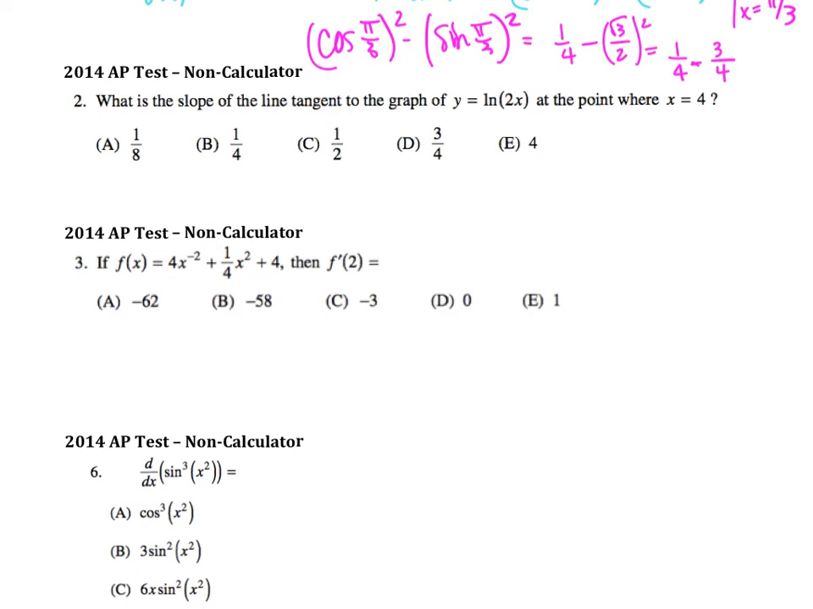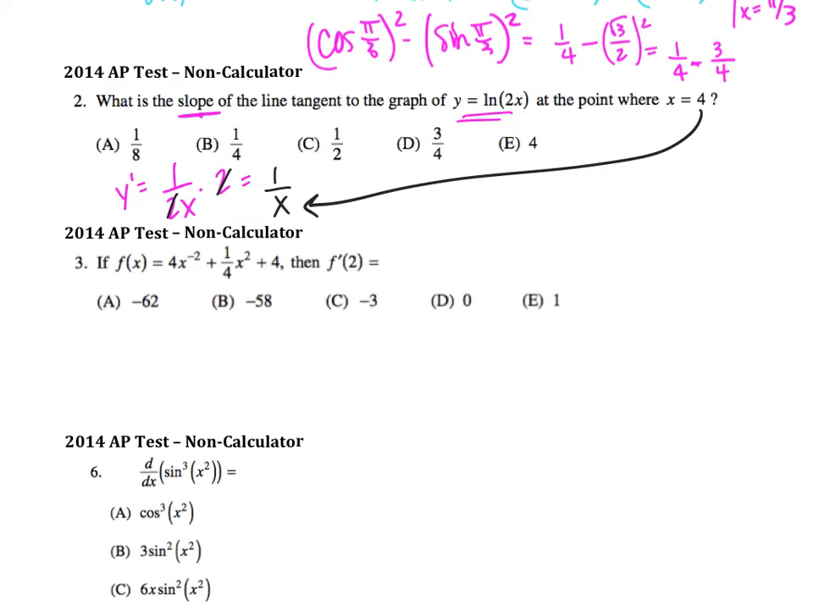If they want the slope of a line, we got to go find the derivative. The derivative of natural log of 2x is 1 over 2x times the derivative of 2x, which is 2. My 2's are going to cancel, and I'd be left with the derivative is 1 over x. They wanted that slope or the derivative when x is 4, so my slope is going to be 1/4.